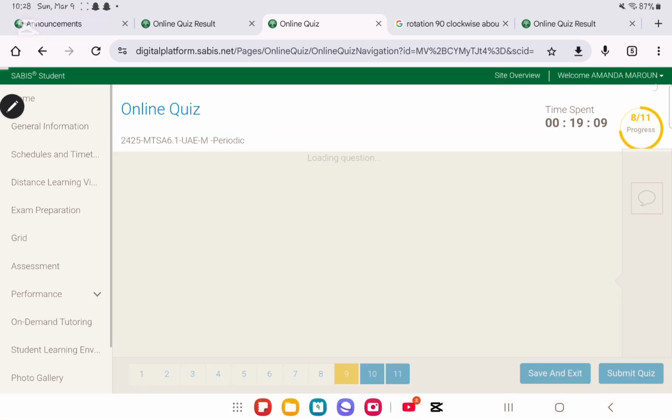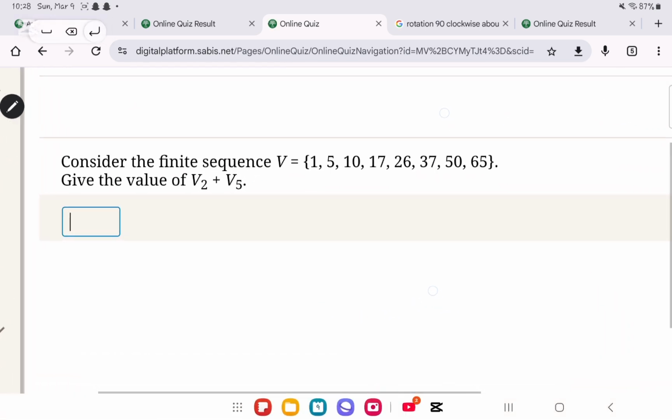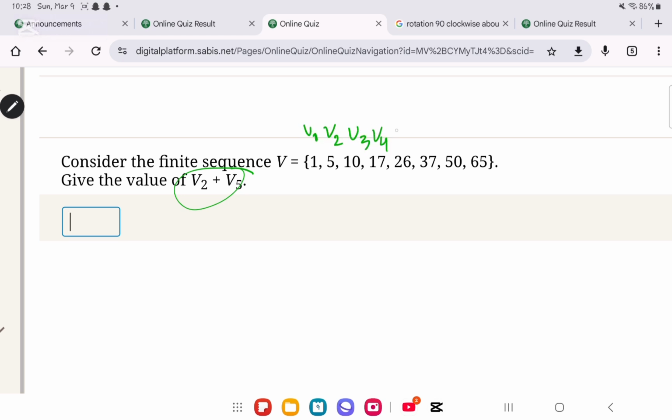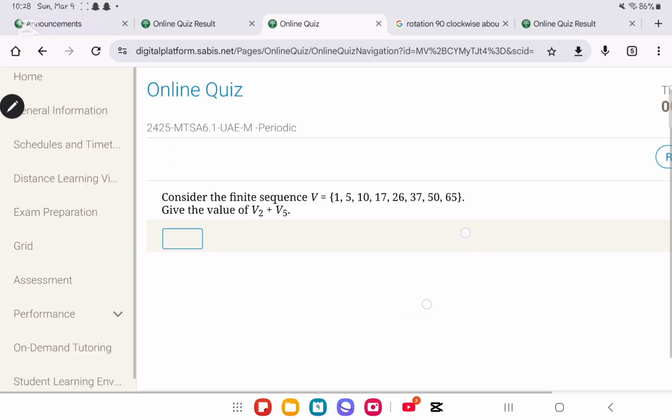We move on to question number 9. Consider the finite sequence V is equal to whatever. They need V2 plus V5. This is V1, V2, V3, V4, V5. Okay, so they need V2 plus V5. You're going to take V2, which is 5, plus V5, which is 26. You will add them together, and you will get an answer, which is 31.